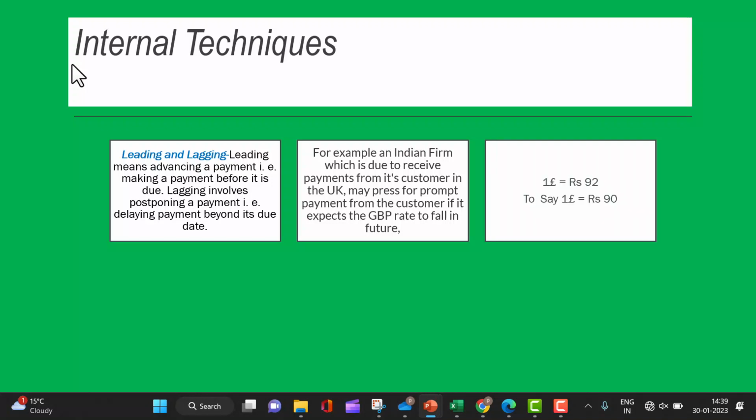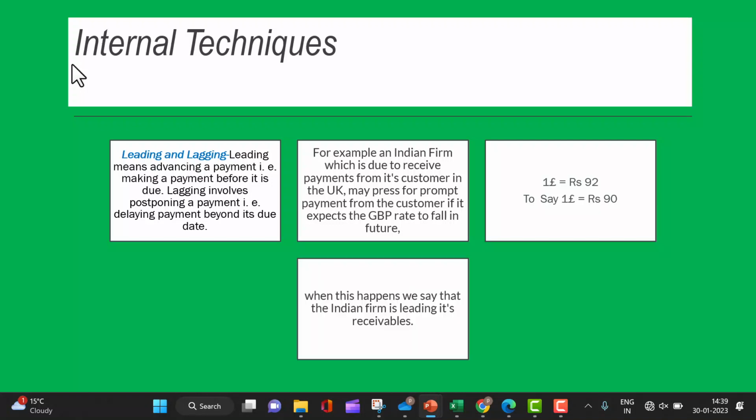For example, let's say the pound is 92 today, and say it is going to be 90 in future. That means today you are getting 92 rupees per pound, and after some time, if the pound depreciates against the rupee, or the rupee appreciates, you're going to get 90. So you would ask your customer to pay early, if your customer agrees to that. Okay, fine. So when this happens, we say the Indian firm is leading its receivables. Is that okay? Fine.